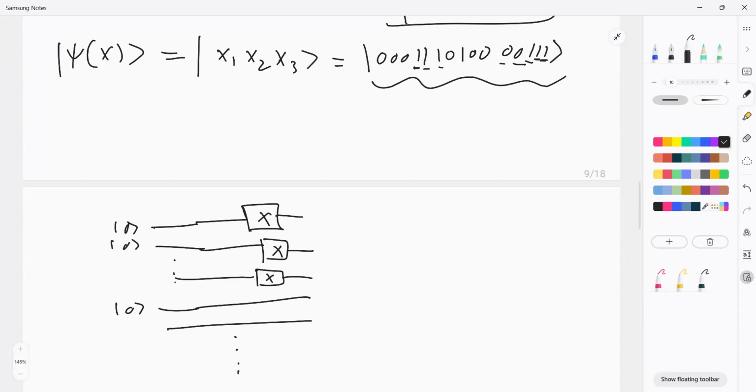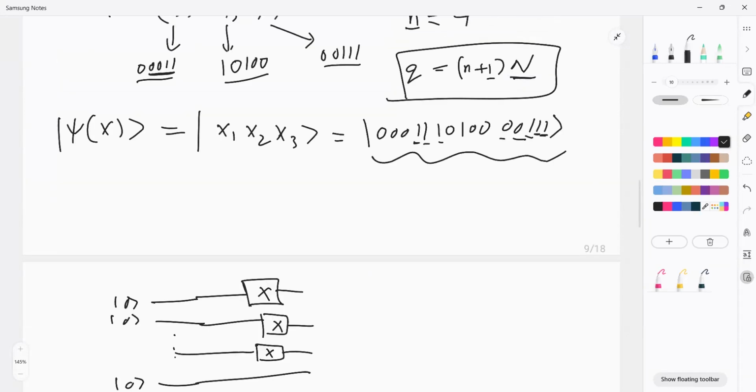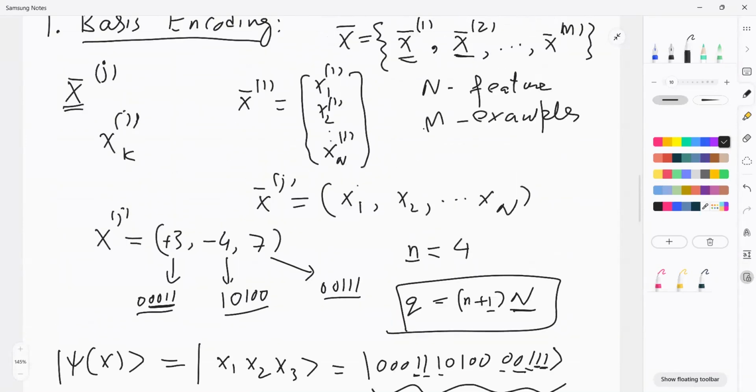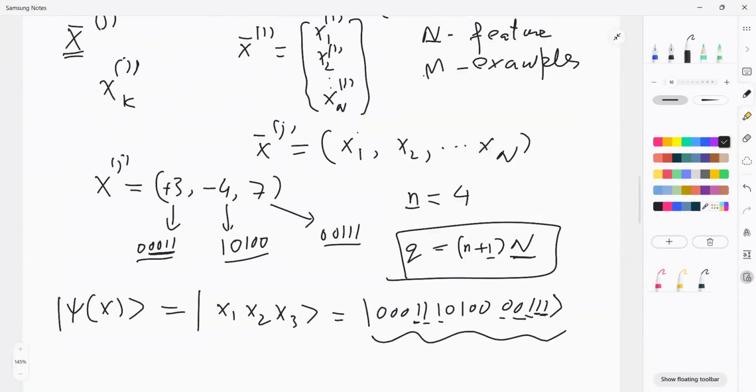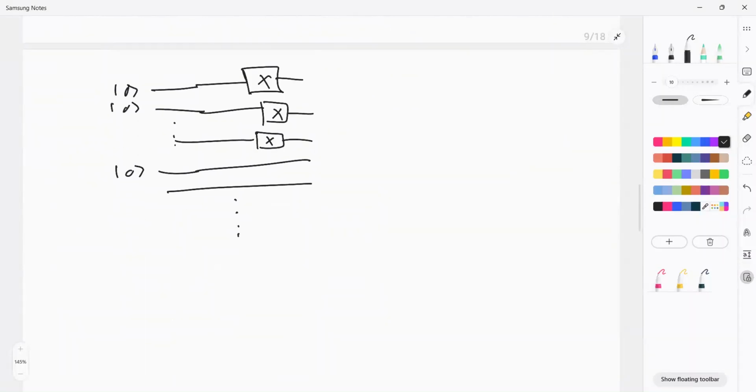There's a question in chat that I see. It's asking if n is the number of data points. No, n is not examples. n is the number of features. So m is the number of examples. All right. So any question about the basis encoding?